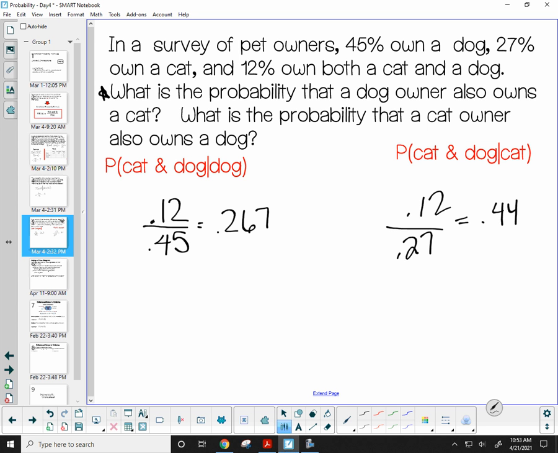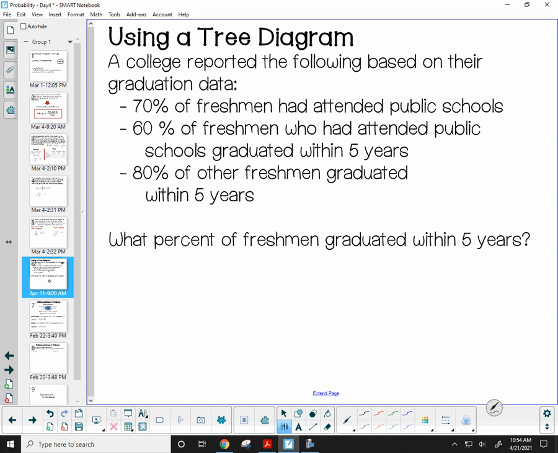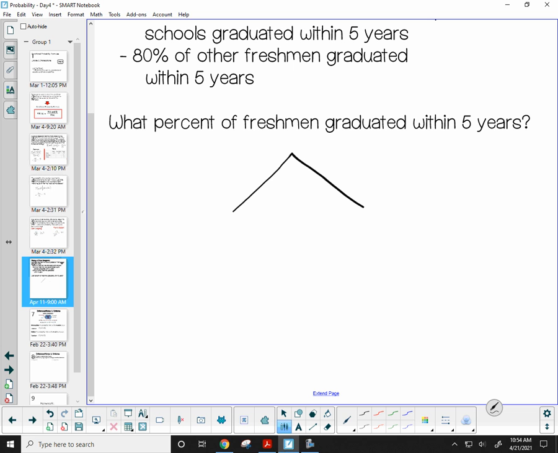All right. This next problem I brought in deals with tree diagrams. I'm just going to give you a different way to think about this. It says the college reported the following based on their graduation data. 70% of the freshmen attended public schools, 60% of freshmen who attended public schools graduated within 5 years. 80% of the other freshmen graduated within 5 years. So what percent of freshmen graduated within 5 years? We actually have two scenarios: they went public or they were private.